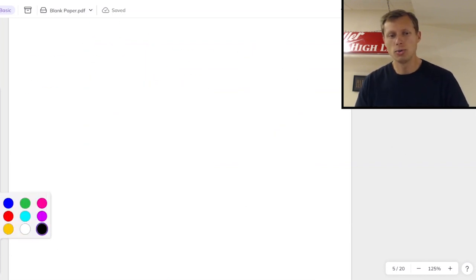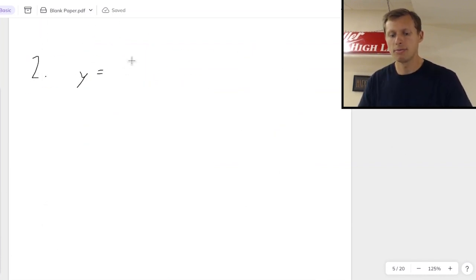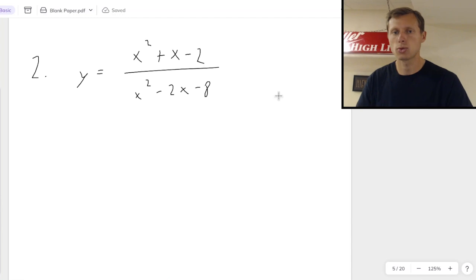Now we're just going to do one more. This time the function is y equals x squared plus x minus 2 divided by x squared minus 2x minus 8. If you're feeling confident and you want to try this on your own, just remember we need the horizontal and vertical asymptotes and the x and y intercepts. Graph those, then table of values, and then connect the dots. However, if you're not feeling super confident, I'm going to be going through it right now.